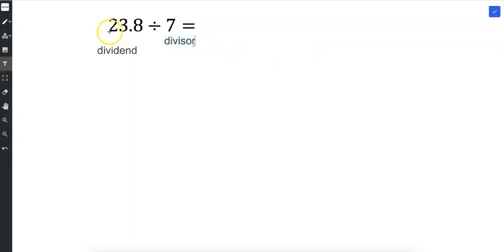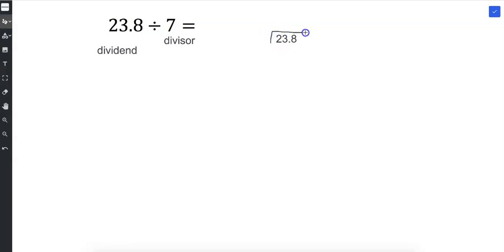To do that, I'm going to start by writing down what I would say first when I read this problem. I would read this problem 23.8 divided by 7. So the first thing I said was 23.8. So I'm going to start by typing 23.8. Then I'm going to record the division symbol.